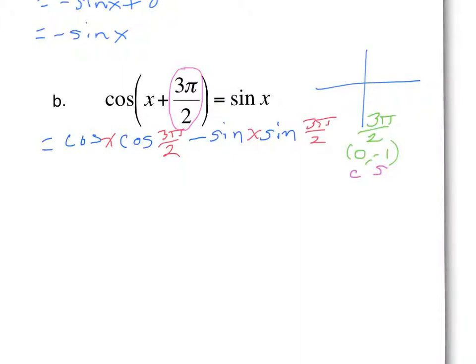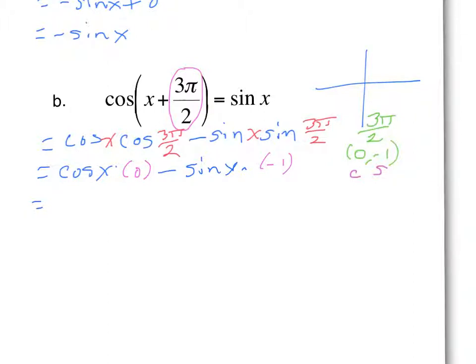And then we're just going to substitute. Well, I can't do anything with cosine of x, so that stays cosine of x. What's the cosine of 3 pi over 2? Yeah, right here, remember, 0. So we're going to replace that with 0, so times 0, minus, I can't do anything with the sine of x, times, what is the sine of 3 pi over 2? Negative 1.